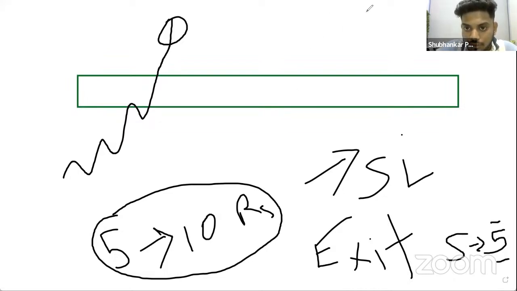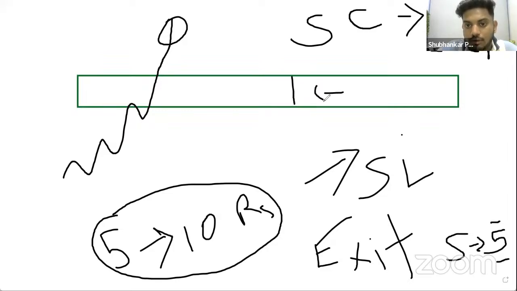So what will they do? They will cover their sold call, the call option which they have sold, and which will eventually weaken this resistance. This resistance will get weak.